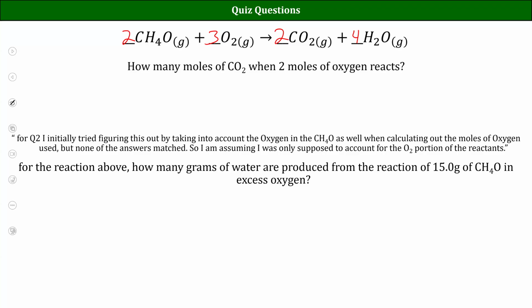Sorry I was not more clear with that, but just for the future, if it doesn't give you an amount, if it says 2 moles of oxygen reacts, it doesn't say anything about the CH4O, which usually means we're just going to assume that it's in excess, that we're not going to run out of it. If you don't have details about one of your reactants, assume that it's in excess. And if you're nervous about doing that on the test, I'm assuming CH4O is in excess because I don't have any information.